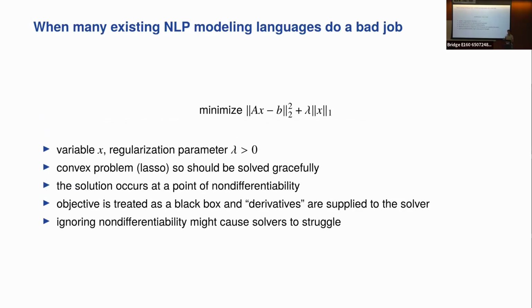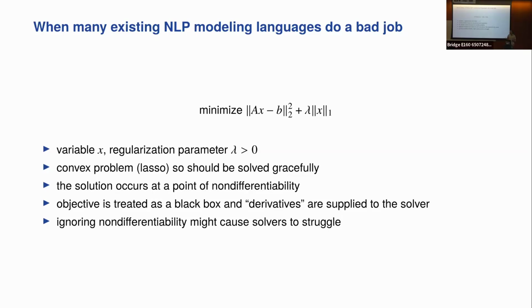And this problem is convex, so of course we should use convex optimization software for it. But let's pretend for a moment that we actually use nonlinear programming. What happens? The second term here encourages sparsity, so we expect that at the optimal solution, some of the components of x will be 0. So at the solution, the objective function is non-differentiable.